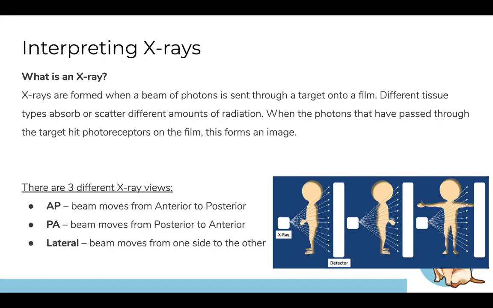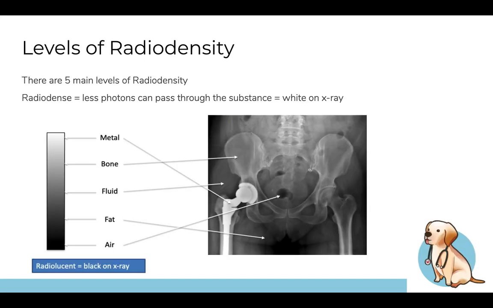So talking a bit about the different radio densities that are present here. You've got 5 main ones. We've got, first of all, metal, and because the photons can't really pass through metal that clearly, that's why it's popping up white. Then you've got your bone, which is relatively dense, which is also appearing kind of whitish. Then next we've got the fluid, and then the fat, and air, as you can see, is relatively black.